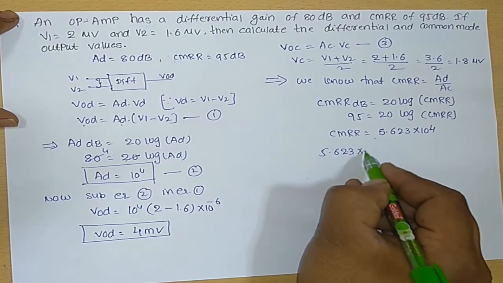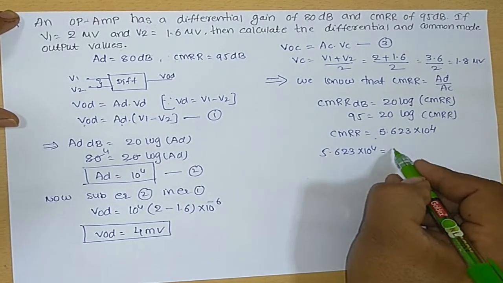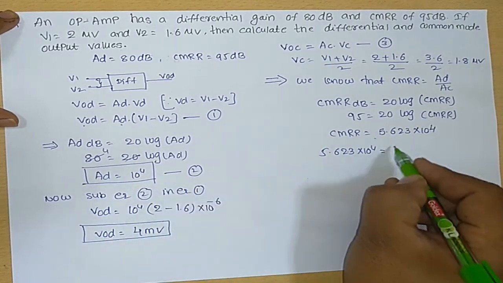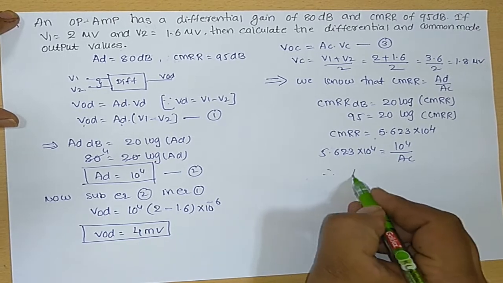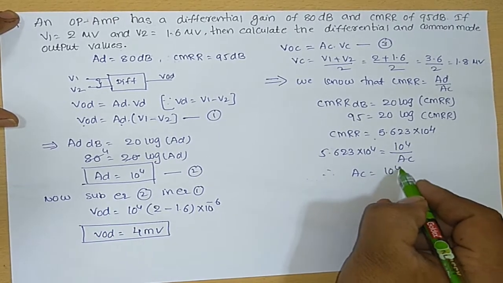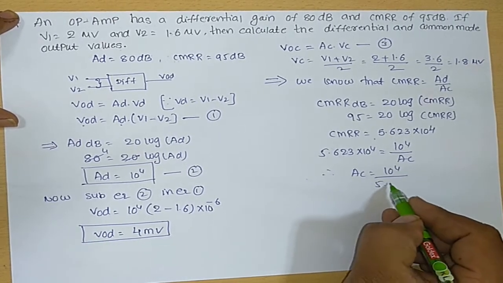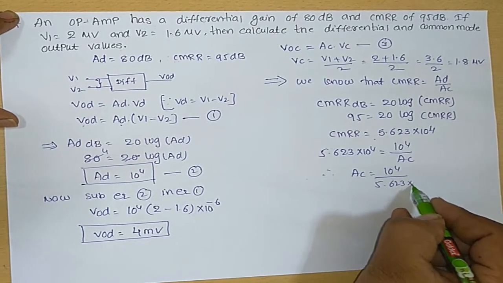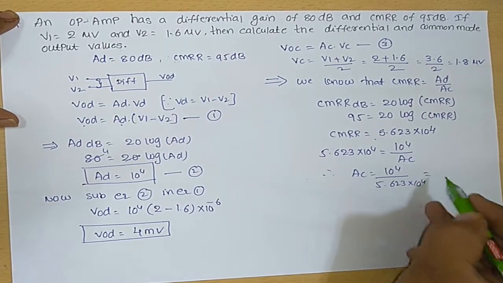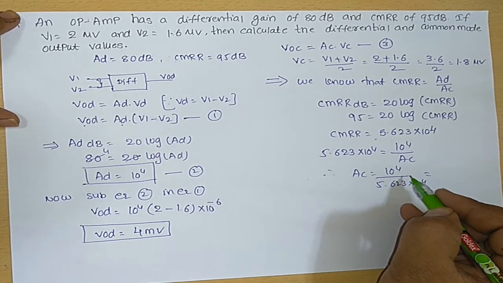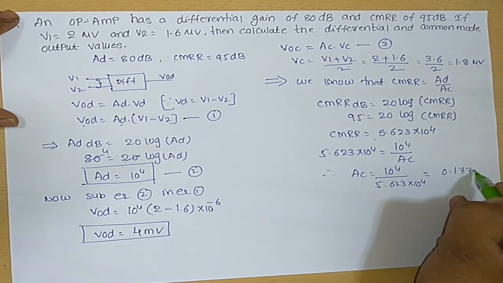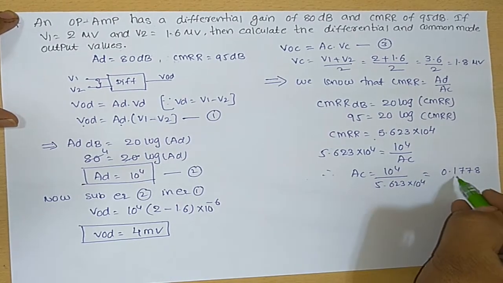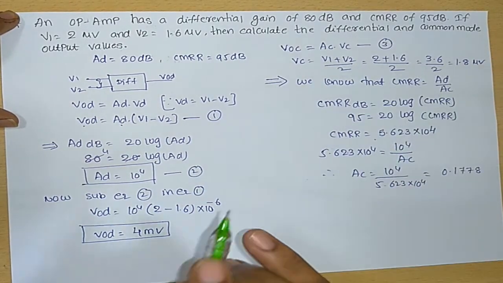And this value we substitute here, that is 5.623 into 10 power of 4 equals AD. What is the AD value here? 10 power of 4 by AC. Therefore AC equals 10 power of 4 by 5.623 into 10 power of 4. Now we can simplify all these values, and we get the AC value equal to 0.1778. Clear? This value we substitute in equation number 3.